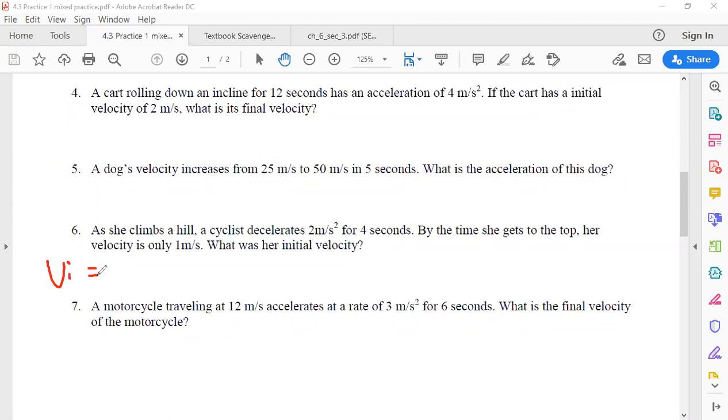VI equals VF minus the change in speed, A times T, minus the change of velocity. And then we're going to go in and grab these values from the problem. Well, VF was, by the time she gets to the top, her velocity is only 1. This is VF. Okay. Acceleration is going to be 2. And the time is going to be 4 seconds. We just grab those right from the problem.